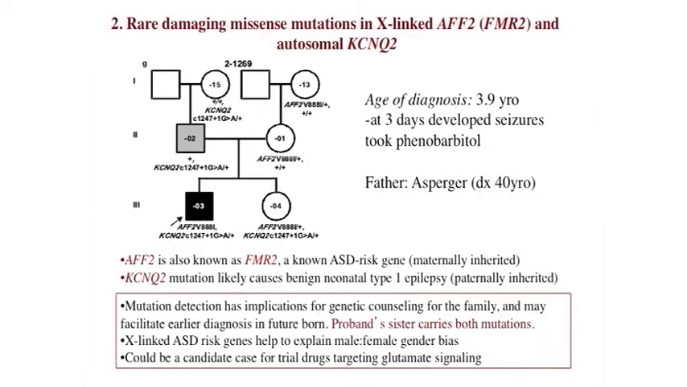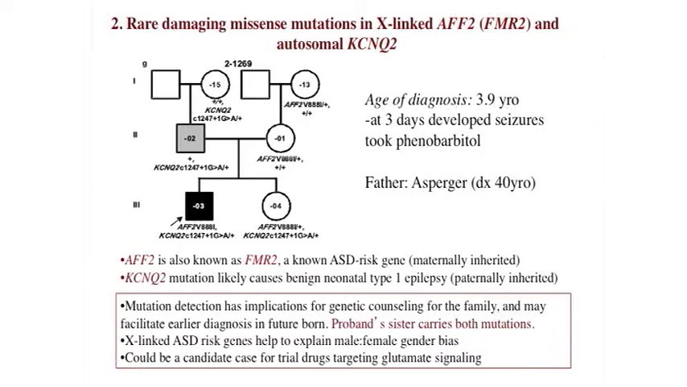We identified missense mutations in the X-linked AFF2, or FMR2, gene, and also an autosomal potassium channel gene, KCNQ2. So what you can see here is the three-generation family. As I mentioned, AFF2 is also known as FMR2, and in this case, it's inherited from mom. And then the KCNQ2 gene is coming from dad, who actually has Asperger's syndrome. And as you can see, the female sister is a carrier of both of these mutations.